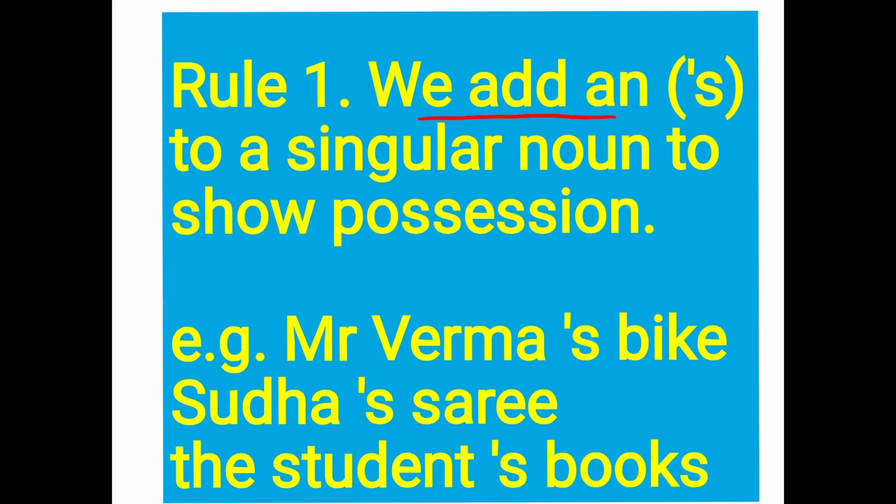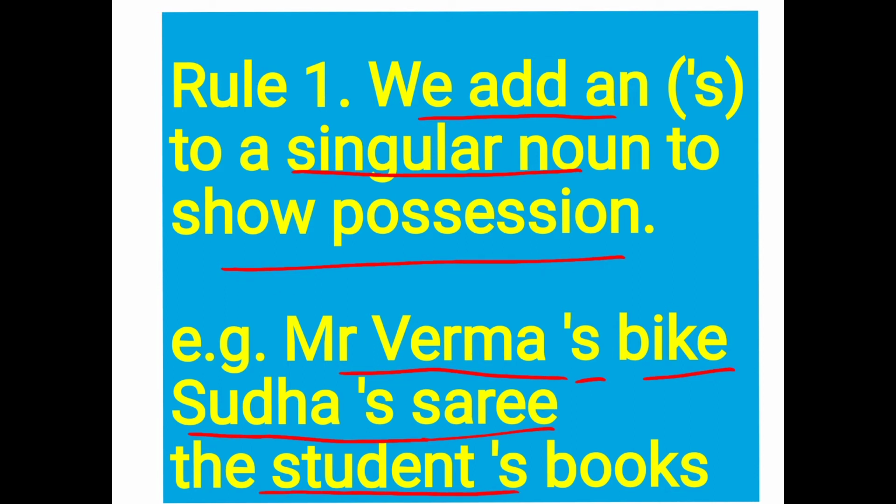We add an apostrophe s to a singular noun to show possession. Let us understand this rule with the help of these examples. Mr. Verma's bike. You can see that Mr. Verma is a singular noun, and here we have shown possession with the help of an apostrophe s. Sudha's sari. The student's book. Here Sudha and student are both singular nouns, and we have added an apostrophe s to show the possession.